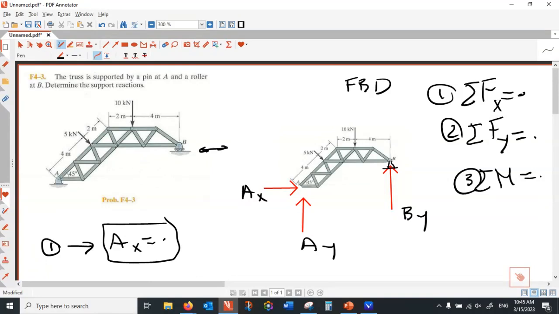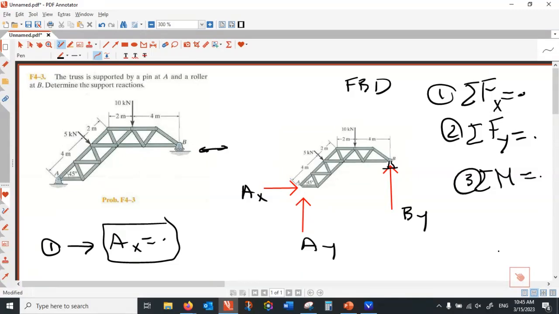Equation number 2 is not convenient because I know the sum of Ay and By should be 10 kilonewton, but I don't know which one takes how much. So maybe it's better to continue with equation number 3. Equation number 3, what is the smartest point of rotation? One bullet to kill two bad guys. Yeah, the bad guys are unknowns. A is the best rotation point, right? That would kill two unknowns.